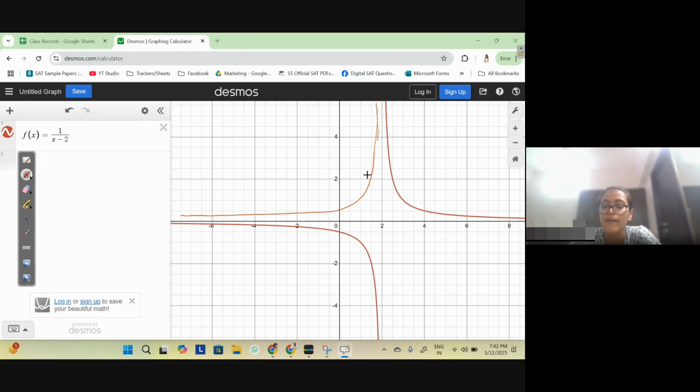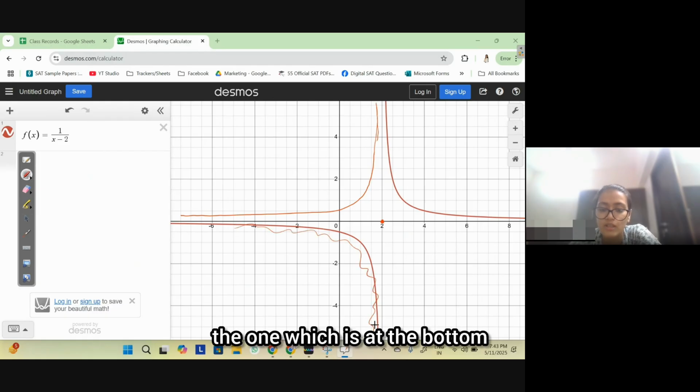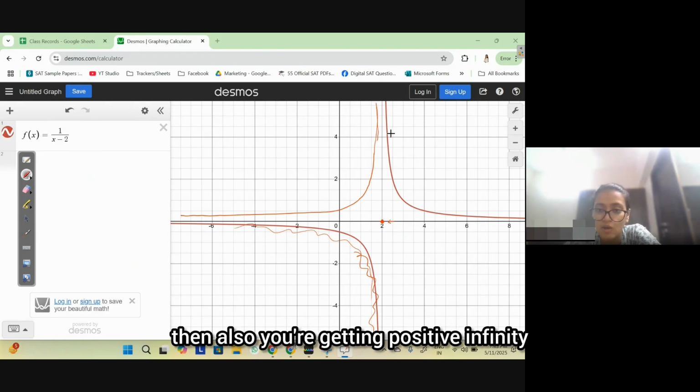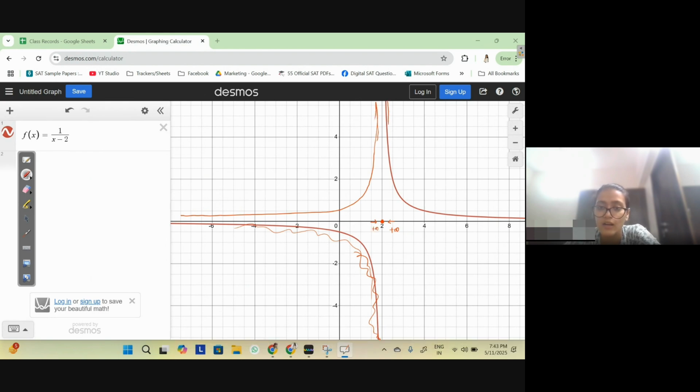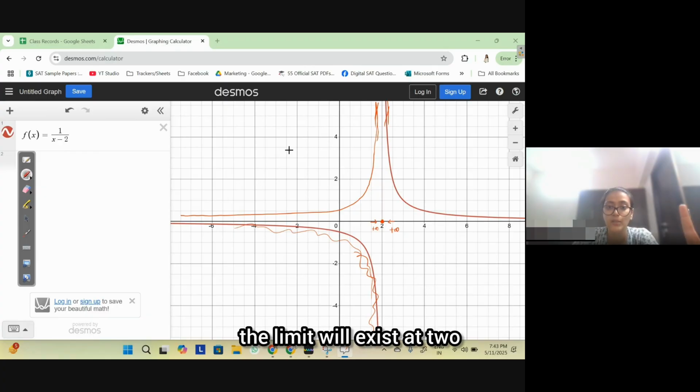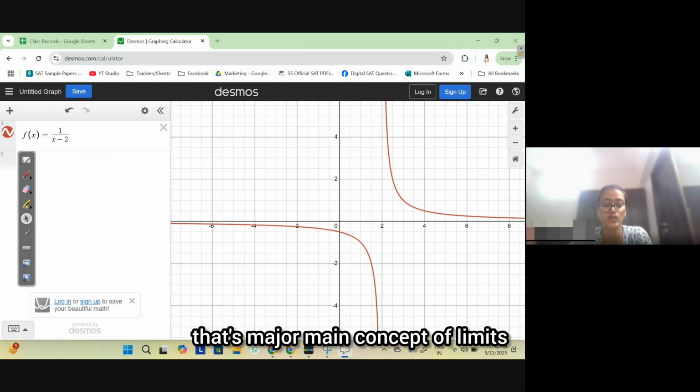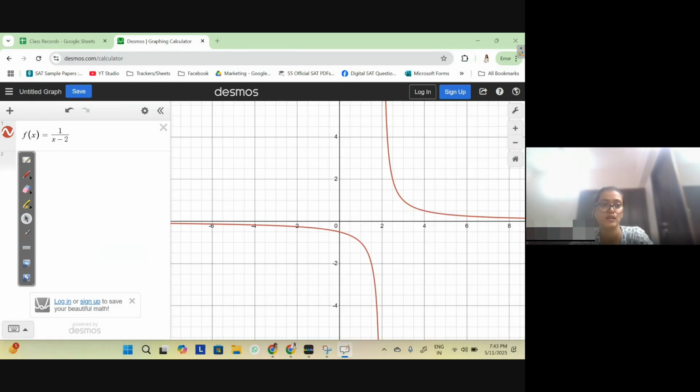Okay, then at 2, the limit will exist. Now ignore this graph, the one at the bottom. If you have this kind of graph, then the limit at 2 will exist, because if you approach from the right hand side, you're getting positive infinity. If you approach from the left side, then also you're getting positive infinity, right? The graph is upwards. So in this kind of graph, the limit will exist at 2 and the limit will be infinity. That's the main concept of limits.